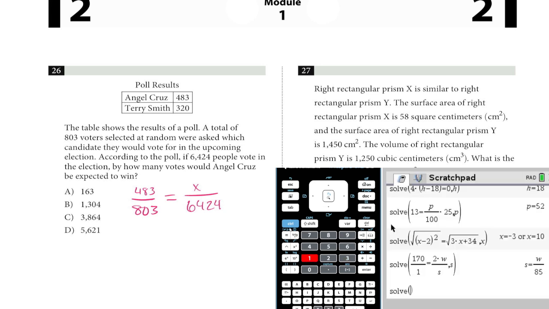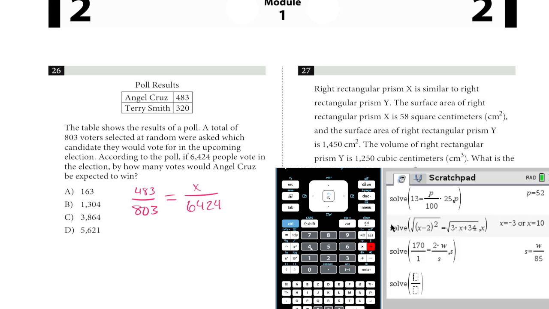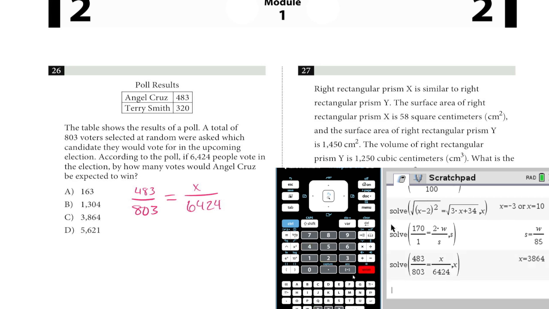So menu 3-1, control divide, 483 over 803 equals control divide X over 6424, comma X. So Angel Cruz won 3,864. And of course, this question, they put that number as an answer, knowing that we will make the mistake of thinking they just want to know how many votes Angel Cruz won.